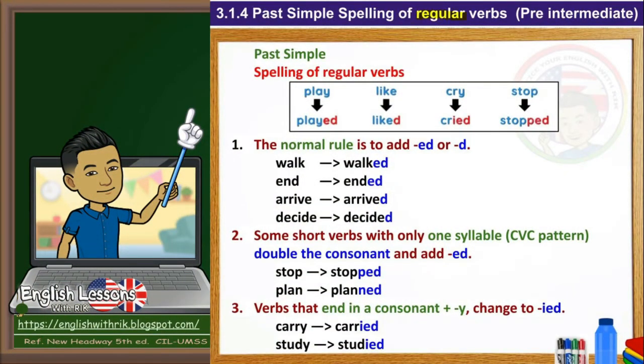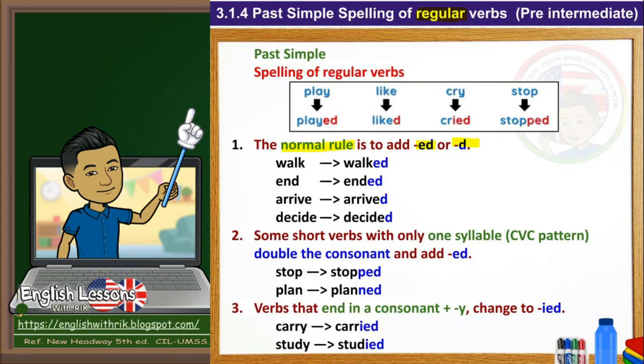Spelling of regular verbs. The normal rule is to add ed or d. Walk, walked. End, ended. Arrive, arrived. Decide, decided.